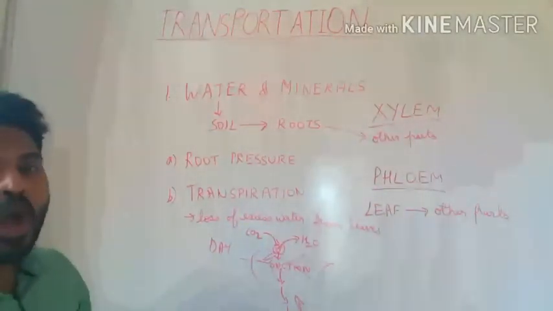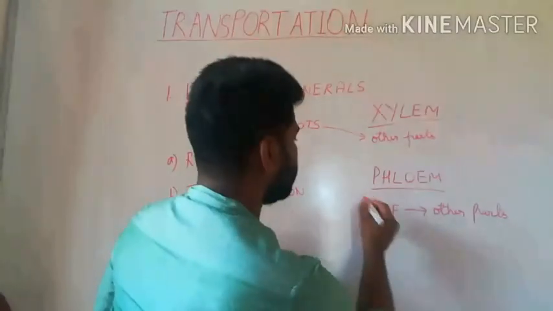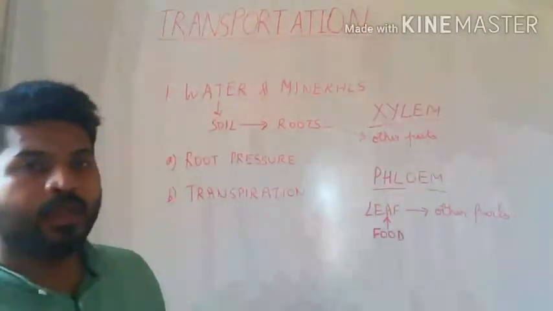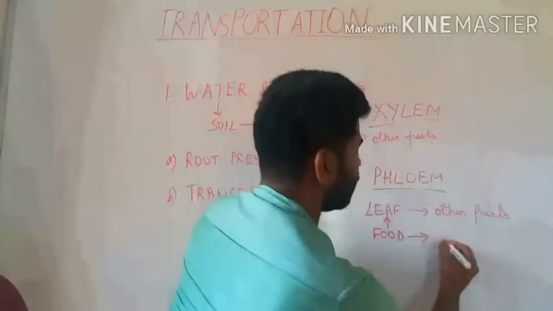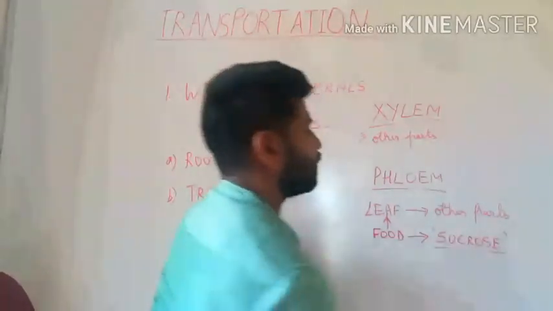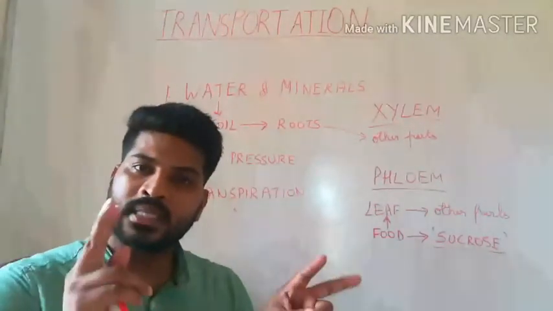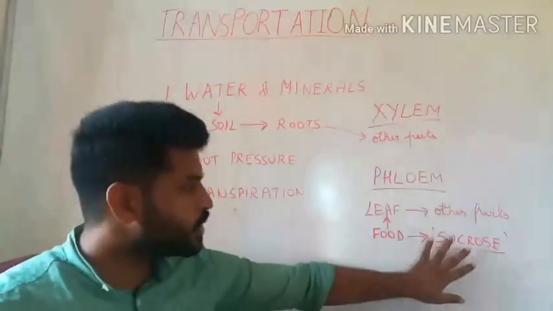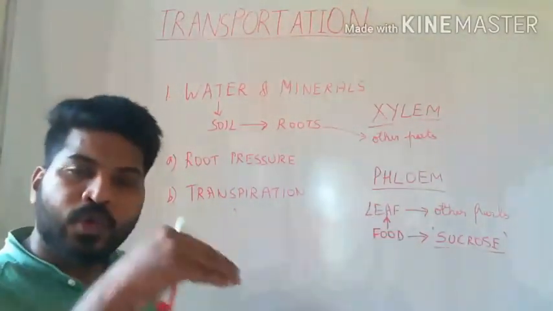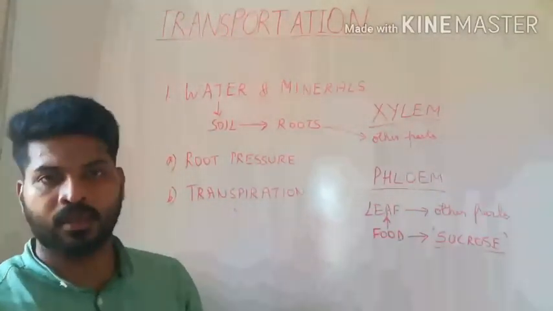The second important raw material that needs to be transported is the food. Food is prepared in the leaf and it is stored as sucrose. During the process of photosynthesis, plants produce glucose. This glucose is converted into sucrose. So this sucrose is the food that now needs to be transported from the leaf to different parts such as stem, other leaves, roots, etc.